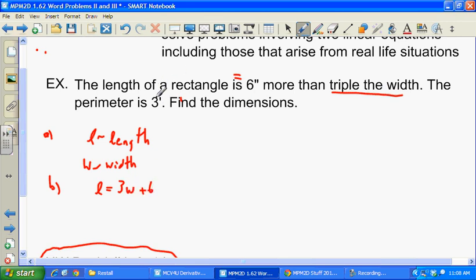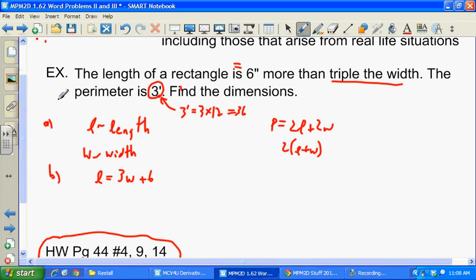The perimeter is 3 feet. Well, notice that this is in inches, so I want this to be in inches. 3 feet equals 3 times 12, or 12 inches in a foot, 36 inches. So the perimeter is 36 inches. Well, remember, what's the little formula for perimeter of a rectangle? Well, it's 2 L's and 2 W's. We could have written it like this if we wanted to. But this expression, the perimeter, is equal to 36. So there's my second statement. 2 L's plus 2 W's is equal to 36. And there's my 2 equations.